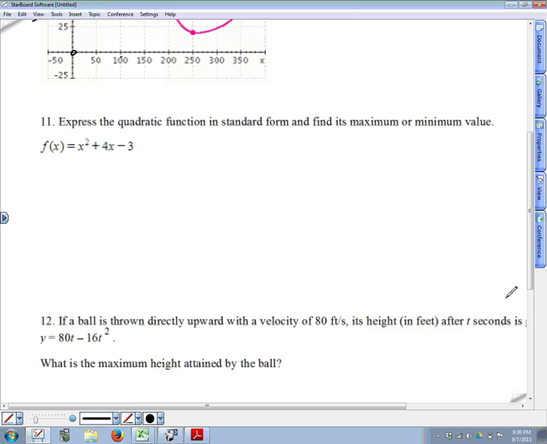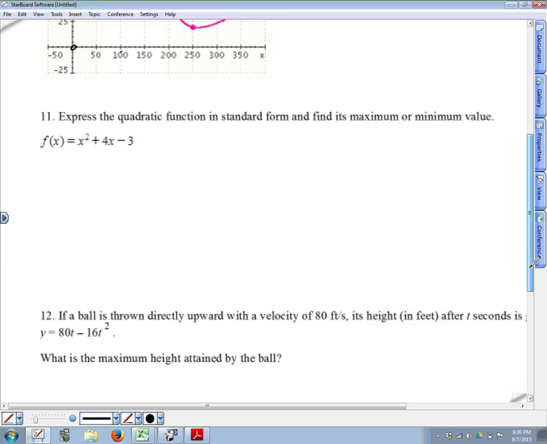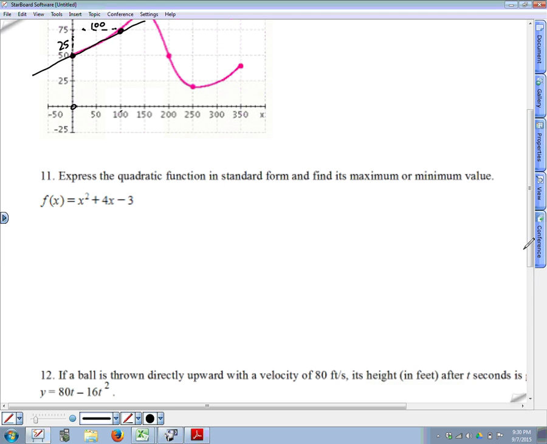Now, question 11, question 12, maybe a few others here. These are all from the next chapter, chapter 3, section 3.1. Express the quadratic function in standard form. Remember, another word for standard form, some textbooks call it vertex form. And find either its maximum or its minimum.